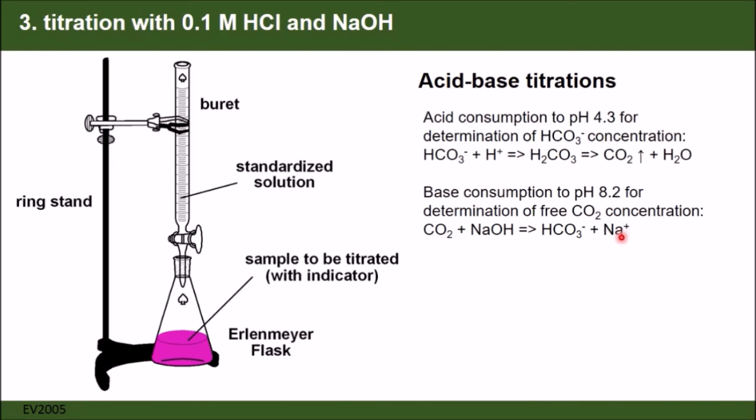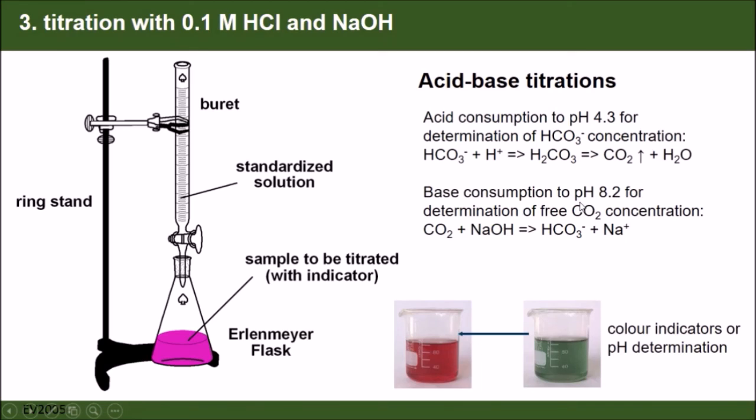So this also means that 1 mole of CO2 will need 1 mole of NaOH to build up this HCO3, the bicarbonate, and in turn we can calculate what the concentration of free CO2 in our sample was by just evaluating how much NaOH we require until we reach a pH of 8.2. This is obviously a base, yeah? So we will increase pH by this titration. We will, of course, decrease pH by this titration, and these are the pH values we aim for. I'm going to explain to you in a second why that is the case.